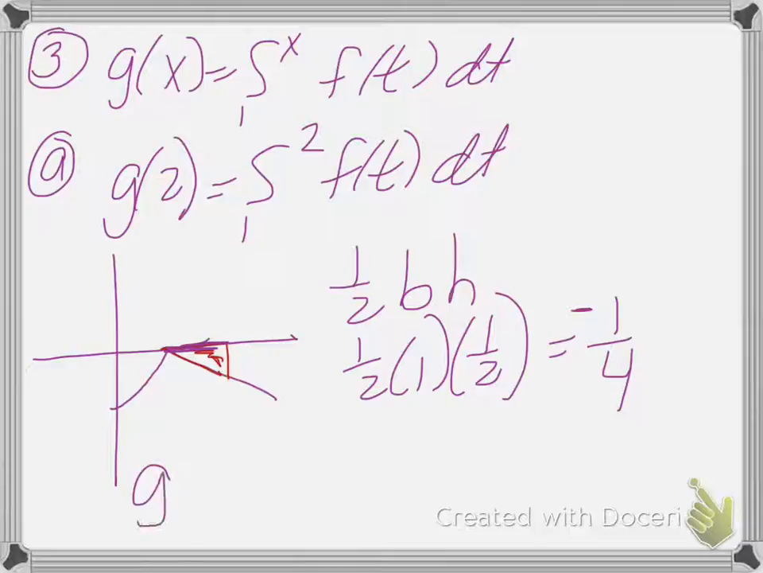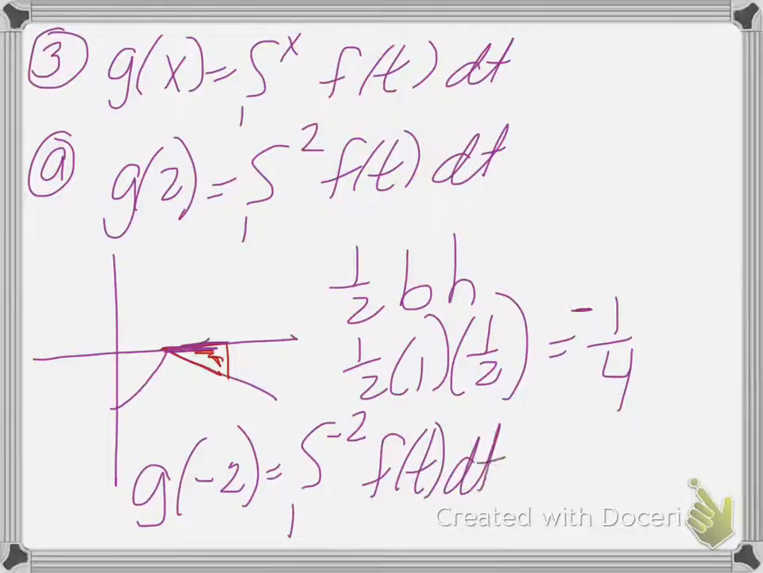Okay, next is going to be g of negative 2. So that means the integral from 1 to negative 2. I'm just replacing the x with negative 2. But as you are aware, we're not allowed to have the bigger number on the bottom, so you're going to switch them. And when you do that, you have to put a negative in front of the integral sign. So this is just asking for the area from negative 2 to 1.